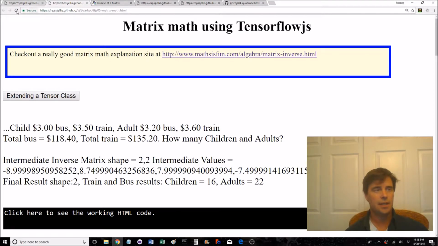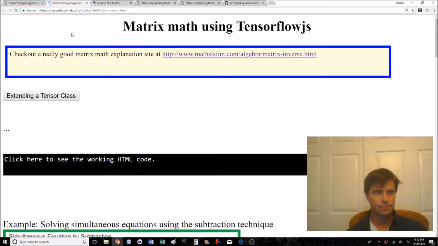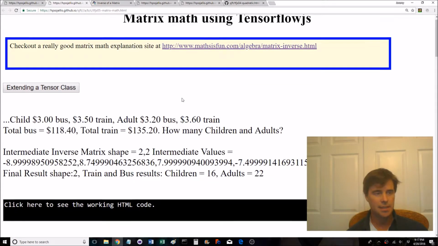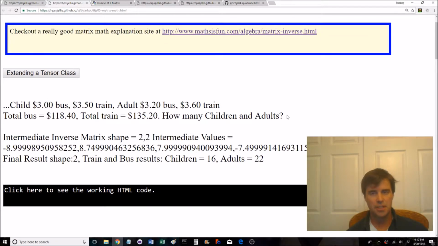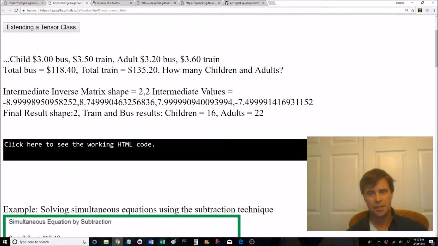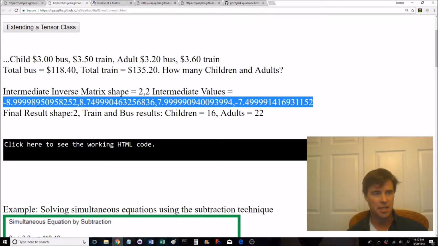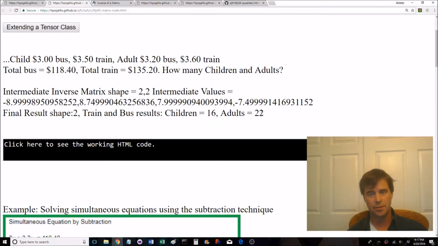So let's see how this program works. I click the button, and here we've got the information, how many children and adults. It prints out the inverse of the matrix, and then it calculates 16 children, 22 adults.